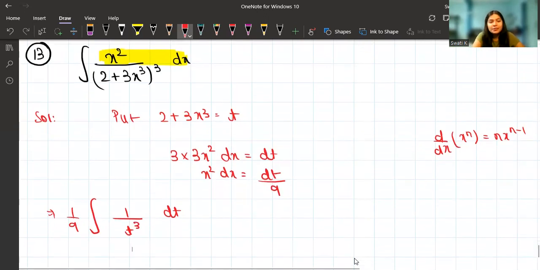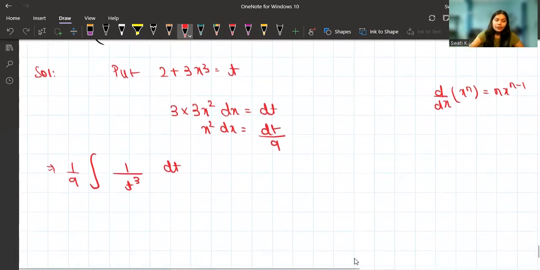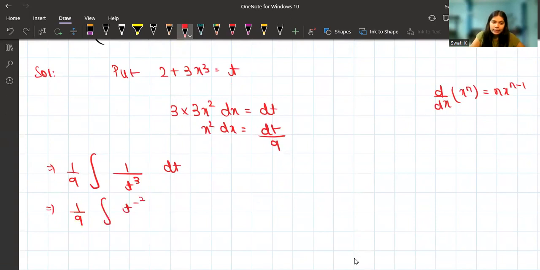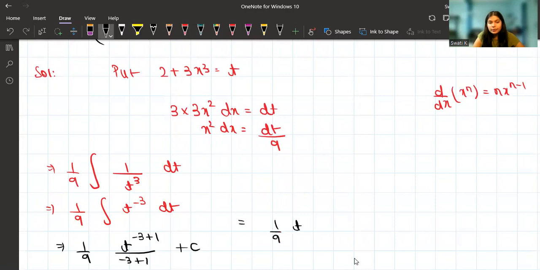Now this is very simple using the property of exponent. You know that we can write this 1 upon t raised to 3 as t raised to minus 3 dt. Now using the formula, this will clearly become x raised to n plus 1 upon n plus 1, and then plus the constant of integration. Now simply this will become 1 upon 9 t raised to minus 3 plus 1, that is minus 2, upon minus 2, right? Remember, it is getting multiplied, plus c.